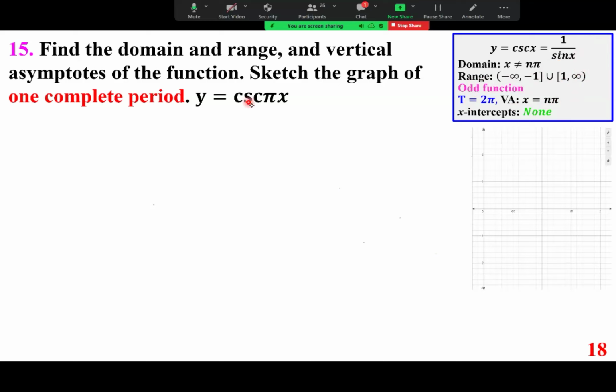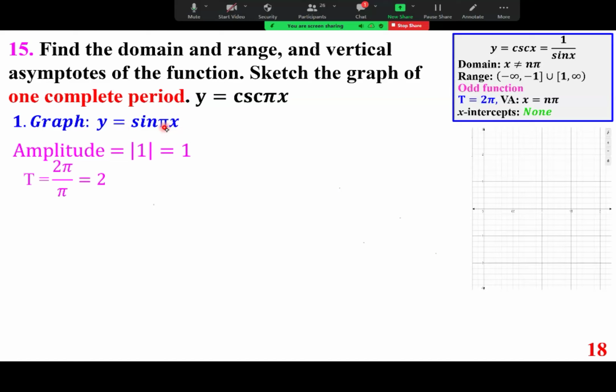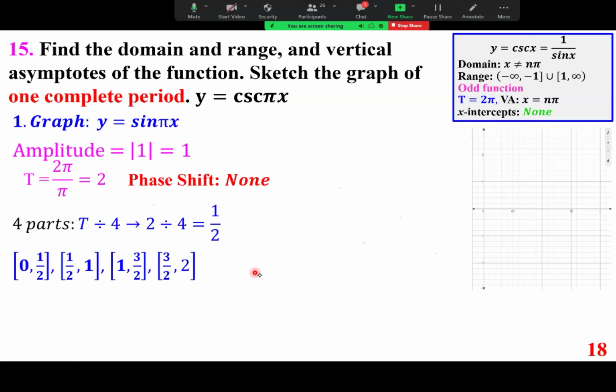So basically, we're going to go with y equals sine pi x. We're going to completely ignore that, graph that, and then flip that graph over. So the amplitude is 1, right? There is no number here. That means assume there is number 1. Period, you're going to divide 2 pi by the coefficient of x, which is pi, and you get 2. The period is 2. And there is no phase shift. And we're going to cut this number into 4 equal parts. It happened to be the same as the previous one, 1/2. And therefore, we have already done that: from 0 to 1/2, 1/2 to 1, 1 to 3/2, 3/2 to 2.